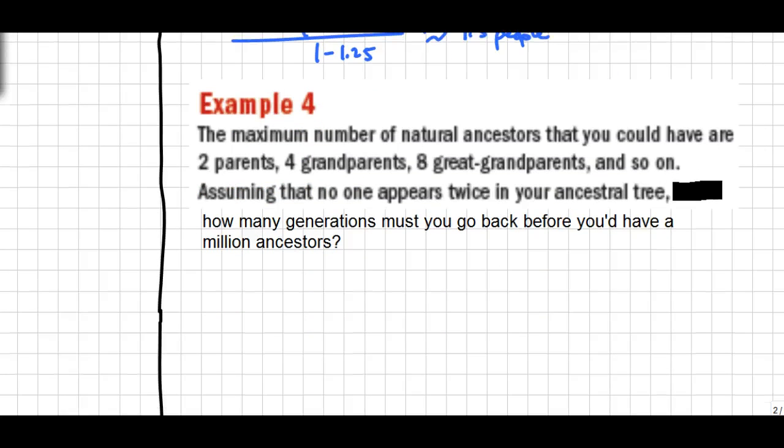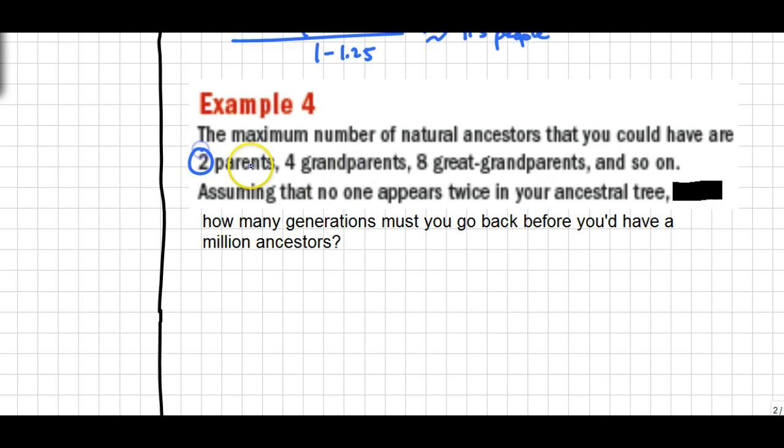One more example to try, word problem. This one's cool because it's a real life example, something we can all relate to. Maximum number of natural ancestors that you could have are 2 parents, 4 grandparents, 8 great-grandparents, and so on. Assuming that no one appears twice in your tree, how many generations must you go back before you'd have 1,000,000 ancestors? So on this one, again, what are the implications for it?